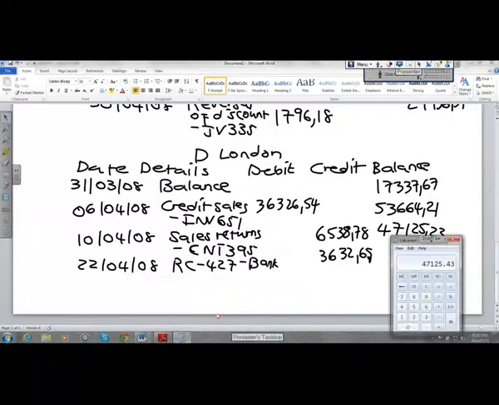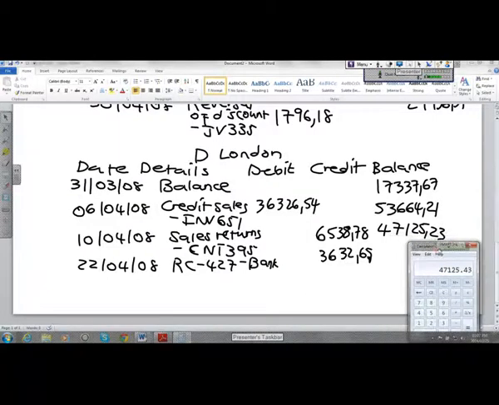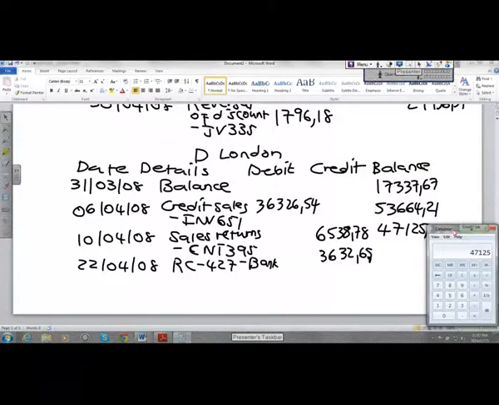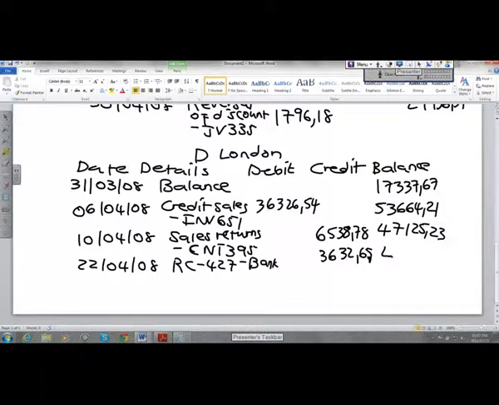So because he's paying, remember, then it reduces his account on the credit. So we will say 47,125.23 minus 3,632.65, then equals to, then it's 43,492.